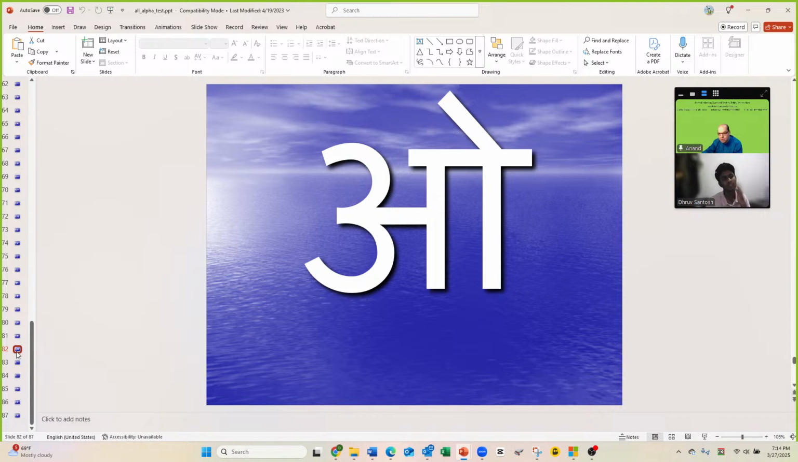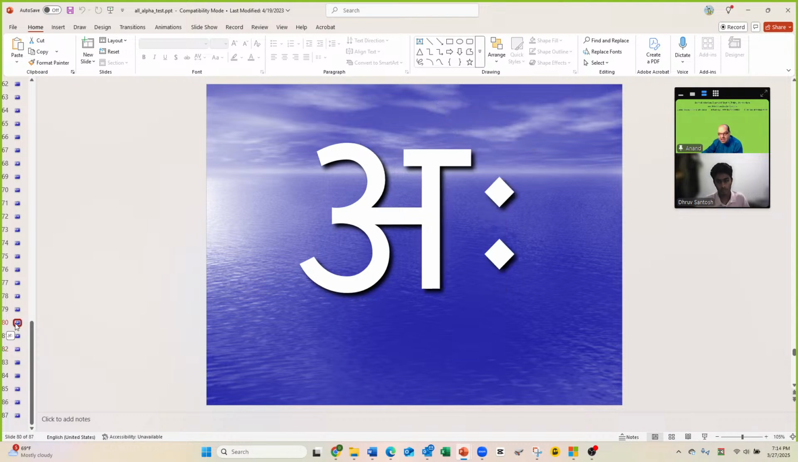What is it called? You just said it. Yes, it is O. I thought it was something else, but it's O. Is it O or ow? No, it's O. O will have two matras on the top. This has got one matra. O will have two of them.